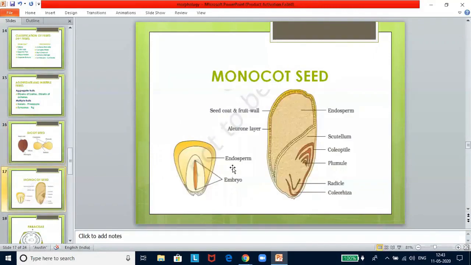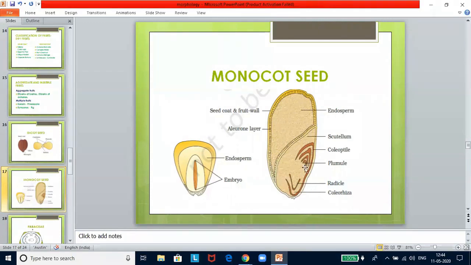Now if you look at this, the seed coat is membranous and it is fused with the fruit wall. This is the endosperm, and it is bulky and stores the food. The outer covering of the endosperm is called the aleurone layer, which separates the embryo from the endosperm by a protein layer, and this structure is called the embryo. It is covered by a sheathing structure called the scutellum.